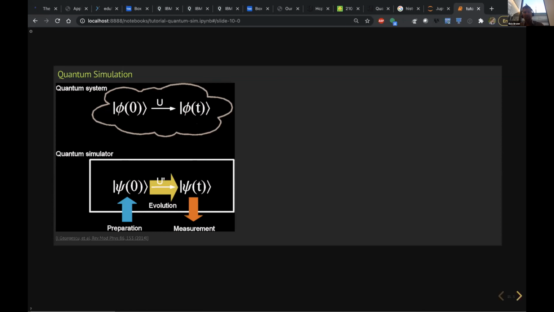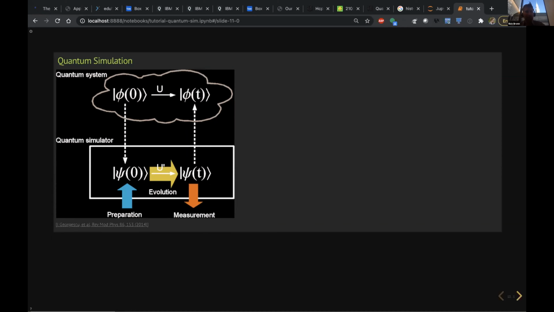If you have a quantum simulator, you can prepare a known quantum state, we'll call this psi, at time 0, and you can time evolve that system under a unitary evolution u prime until you eventually get a wave function psi of t, on which you can perform a measurement whenever you want to. Then you can identically prepare the system over and over again and perform measurements at different times or different evolutions. So what you can do is tie these two together.